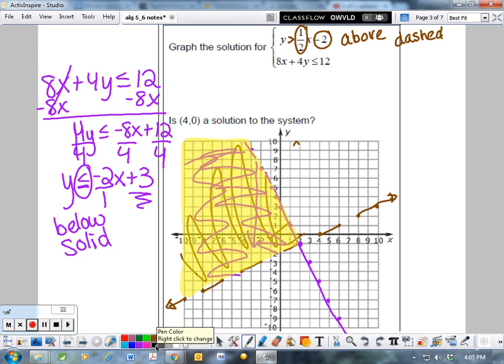And now I'm going to check, is 4, 0 a solution? So x value of 4, y value of 0, and it is not in the shaded region, so the answer is no.